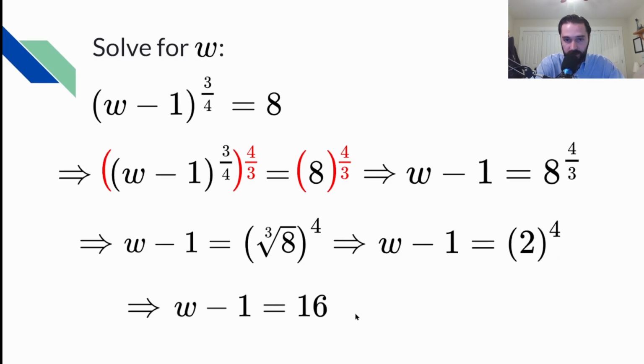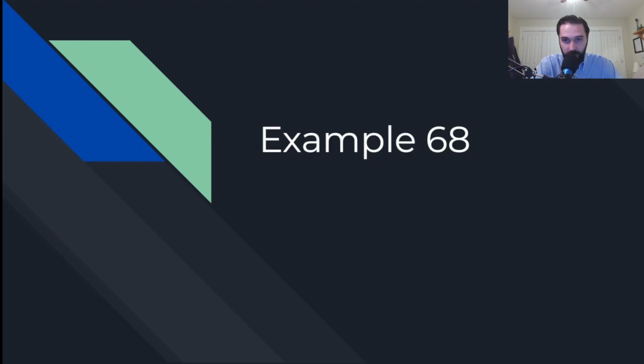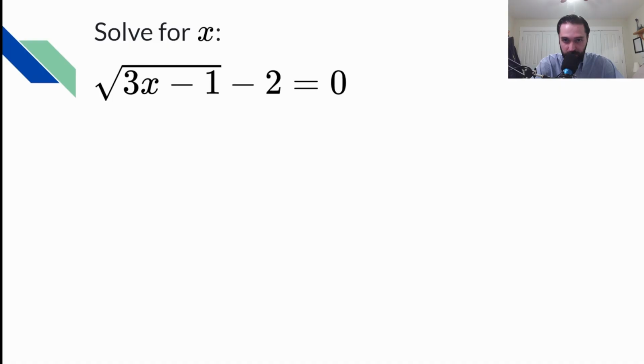So now we're ready to isolate w and get an answer for this. Let's add 1 to both sides, and we get w equals 17. Great. So that's our solution. Let's look at one more example.